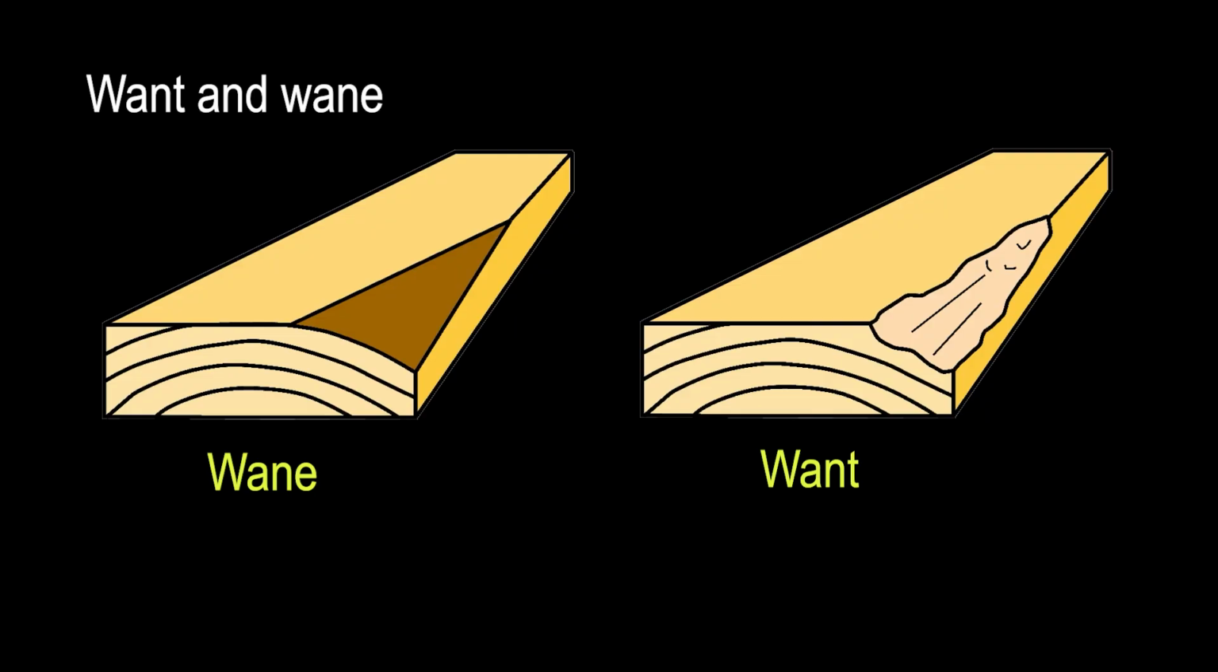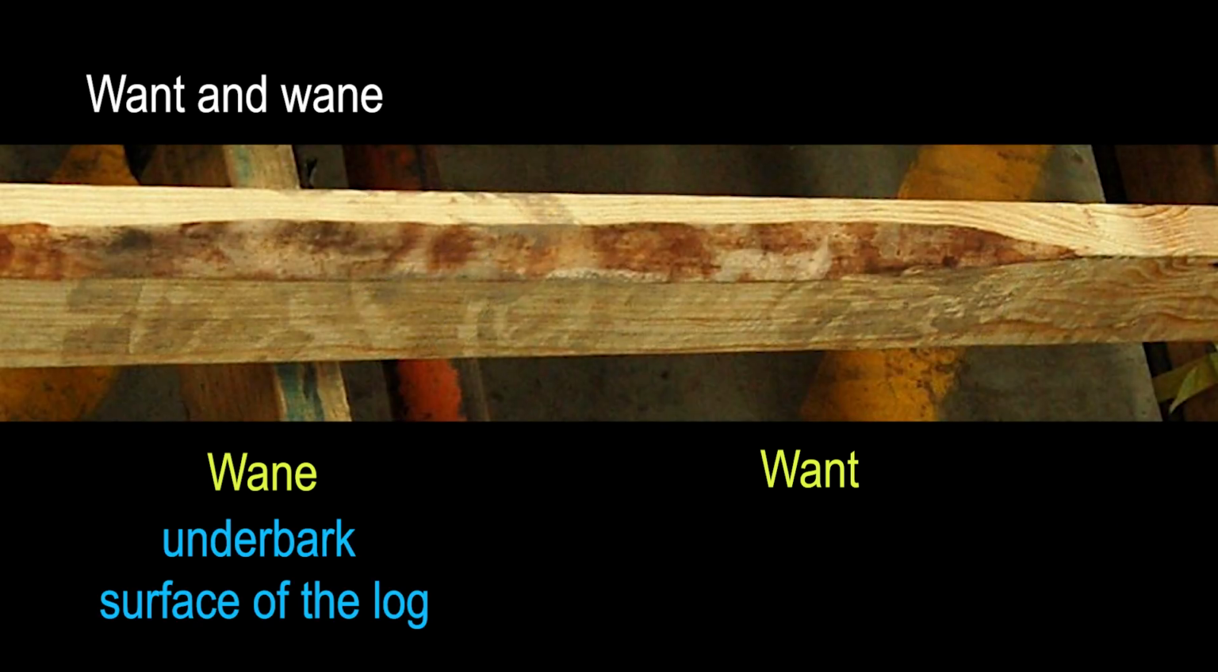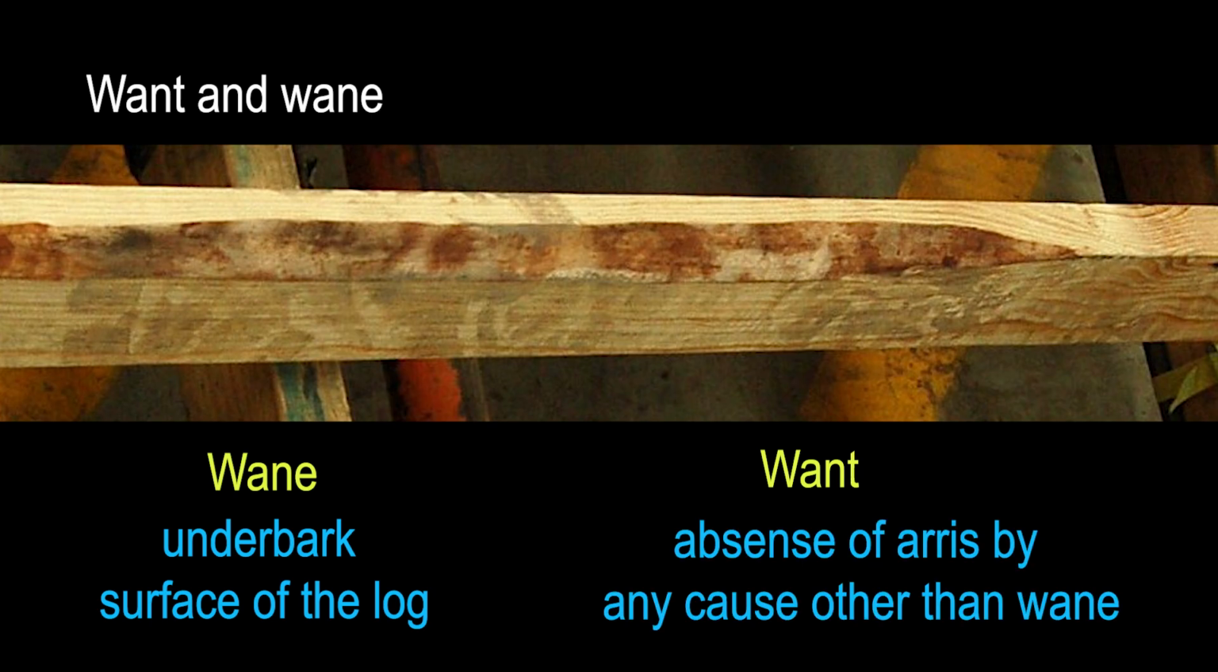Want and wane are caused by different things, but because they have the same effect on a piece of timber, they're both measured and assessed in the same way. Wane is the appearance of the underbark surface of the log, which causes some of the arris to be missing on the piece. Want is the absence of wood from the surface, or arris, when it's caused by anything other than wane, such as forklift damage or abrasions from chains.